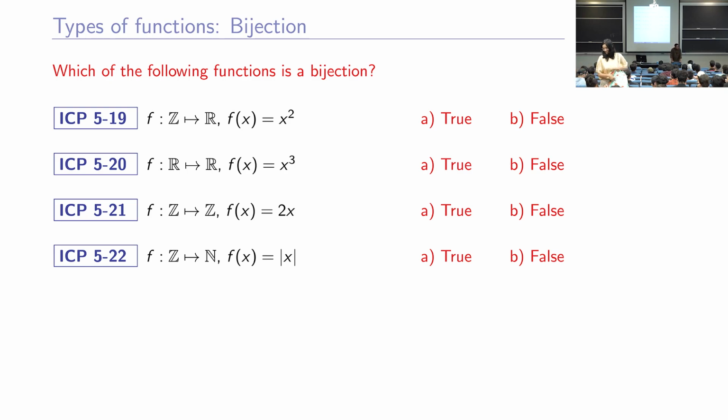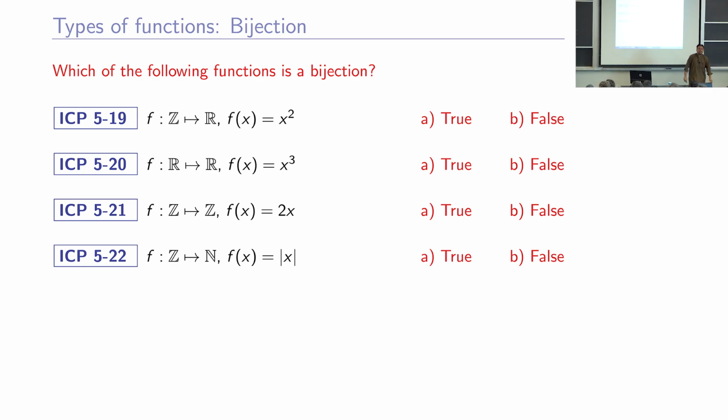f of x equals the absolute value of x, where x is from the integers and f of x is supposed to be a natural number. So what is it? Is it a bijection? No. Why not? It's not one-to-one. Why?